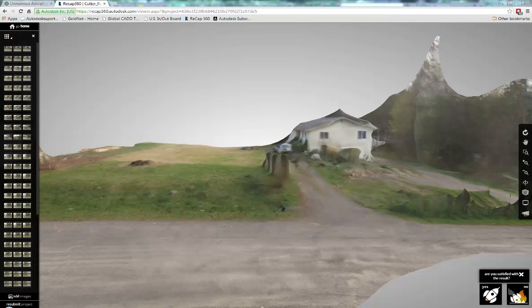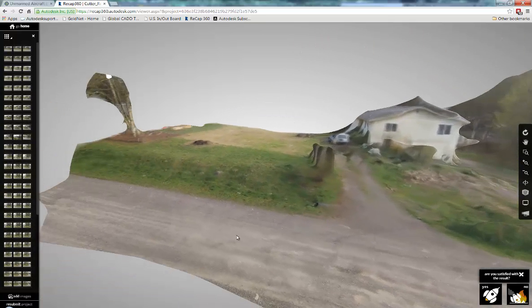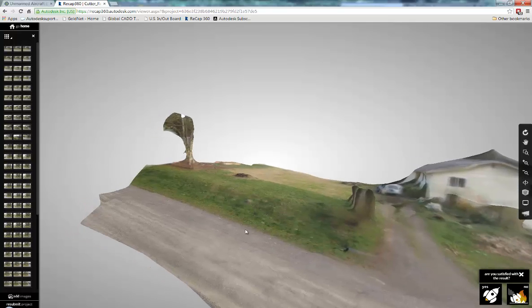So this is an exploration of a model that was generated using photogrammetry that was collected from a small UAV with a GoPro camera underneath, and then the images were uploaded into Autodesk's ReCap software. ReCap is reality capture. So this model, we'll take a look around in it, and I'll show you a couple of key points of interest in it.